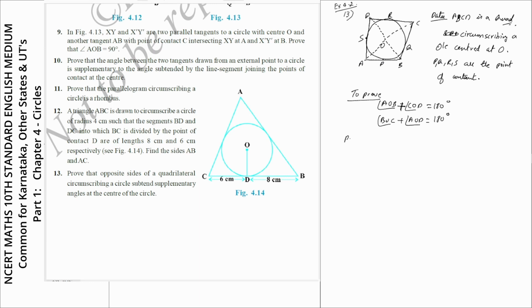So proof. First I'll join OP, OQ, OR and OS. Now you can see that OP is perpendicular to AB, and I'll join now.